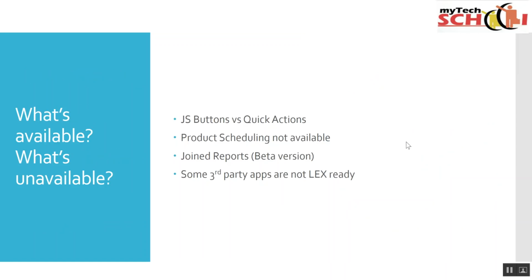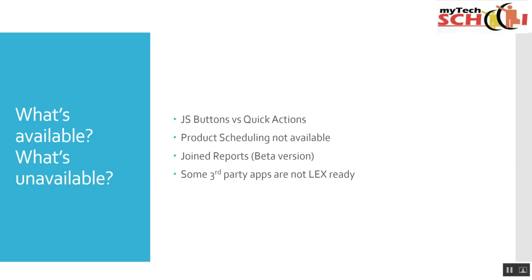So what's available in Lightning and what's not? JavaScript buttons are a powerful thing that we do in Classic. Those are actually not available in Lightning, so they have to be converted to what we call a quick action. Quick actions are just as powerful, but they're all done through point and click rather than JavaScript code. So if you're an org which has a lot of JavaScript buttons, you might want to consider how to convert them into quick actions.